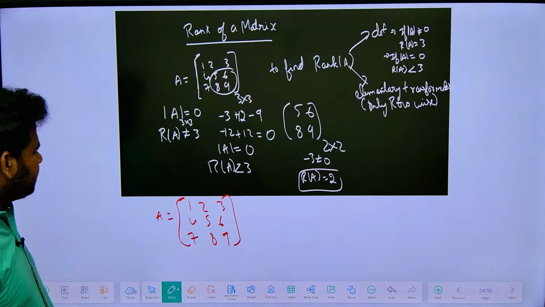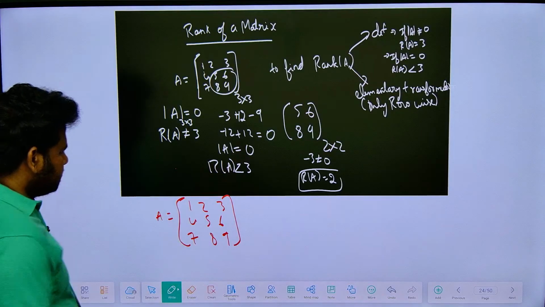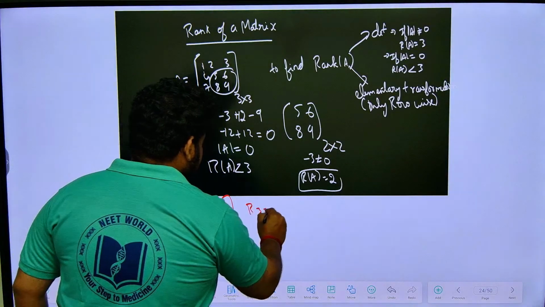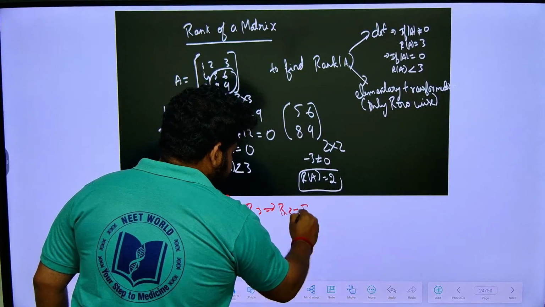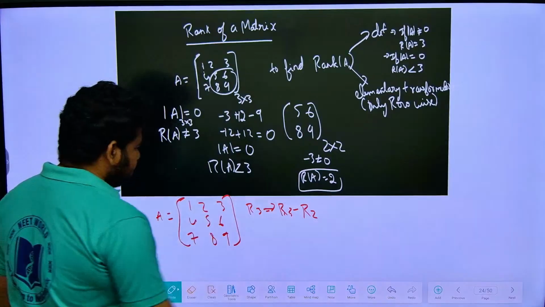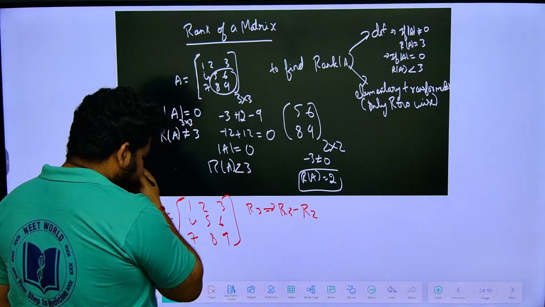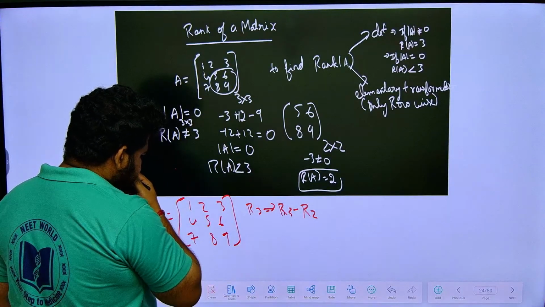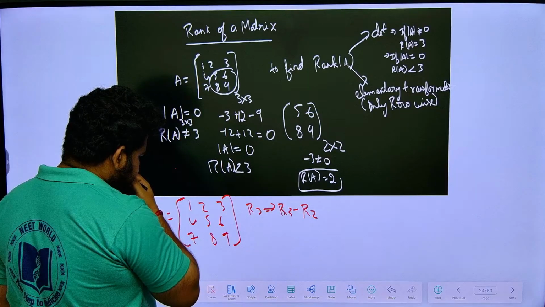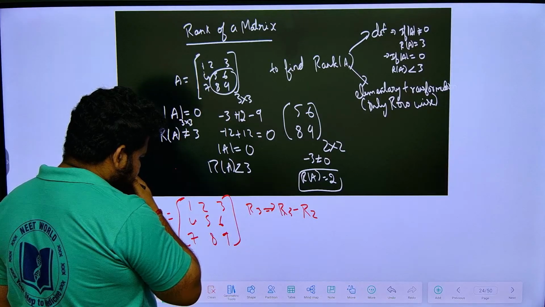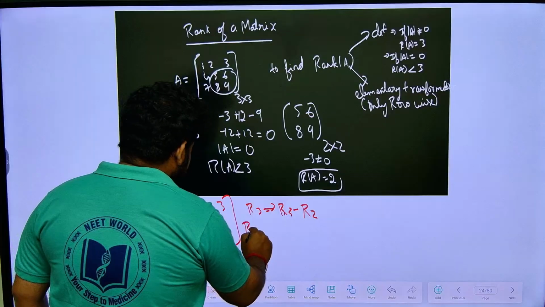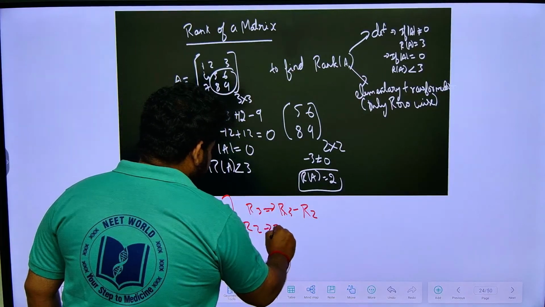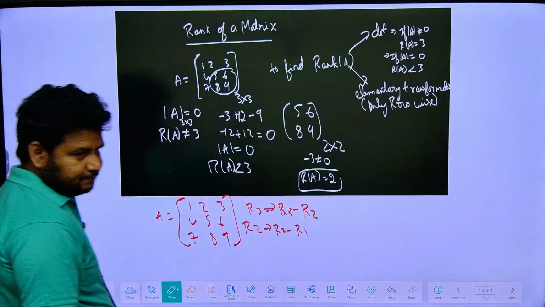So let us do what? R3 is equal to R3 minus R2 we will do it. And we can also do R2 is equal to R2 minus R1.